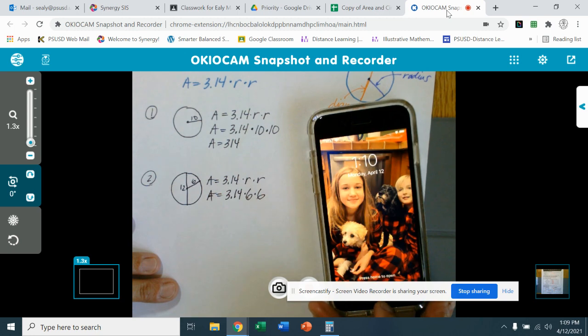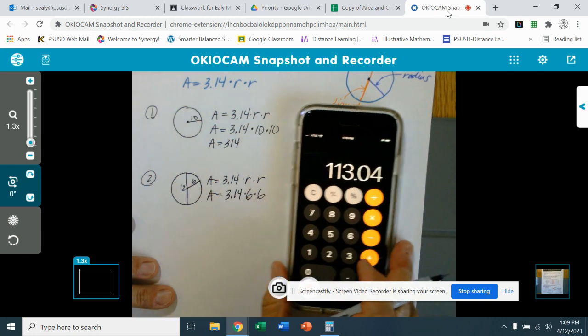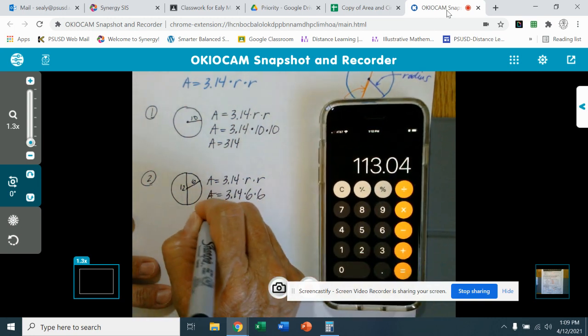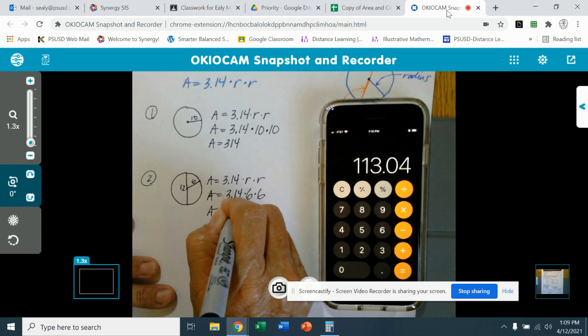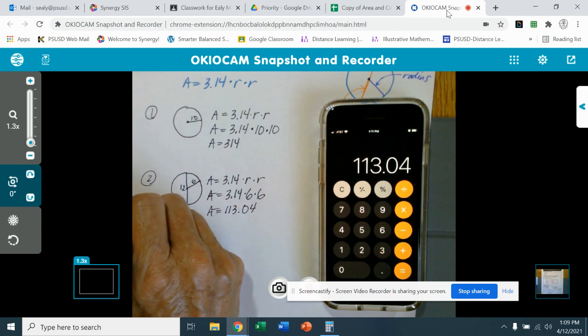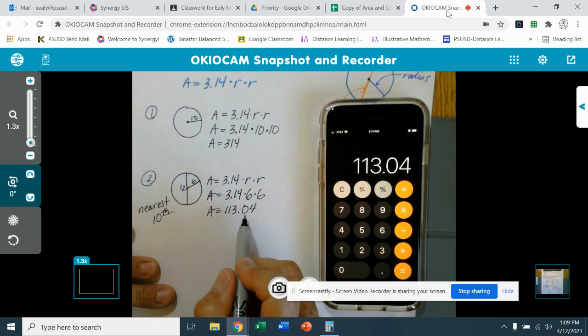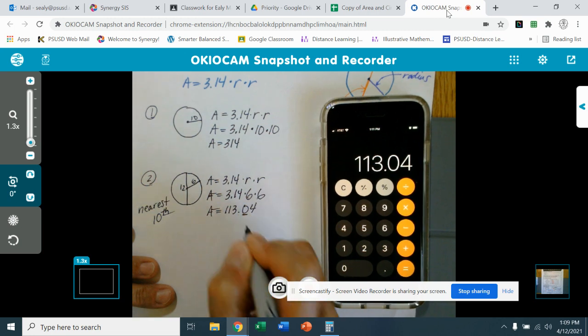Here we go, handy dandy calculator. 3.14 times 6 times 6. 113.04. Okay, let's see what happens. Now, here's my problem. They said round to the nearest tenth. Well, this right here is the tenth, and this is the hundredths.